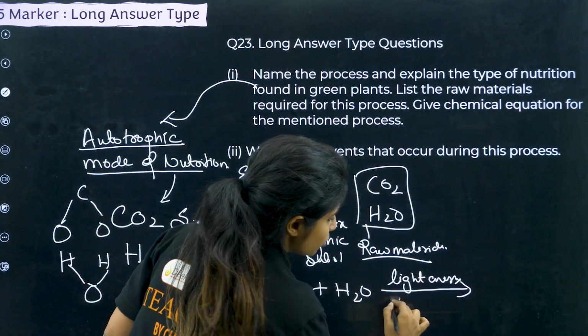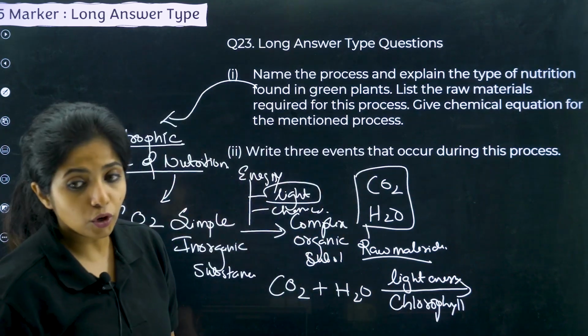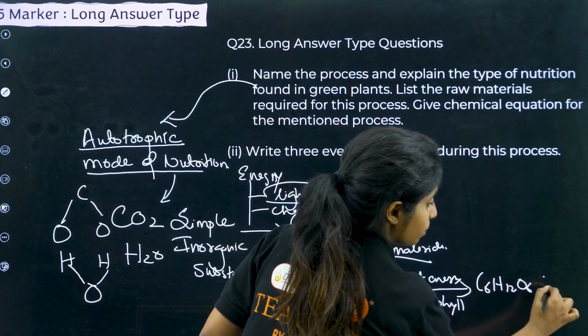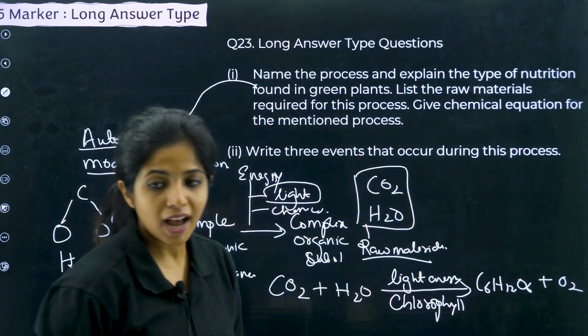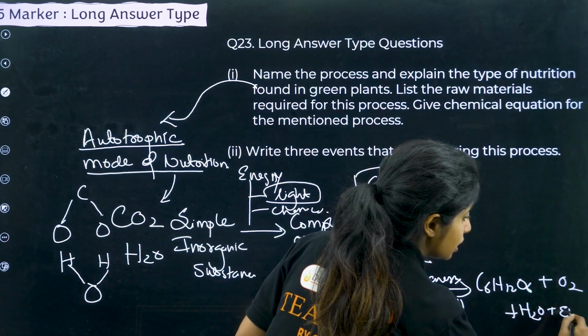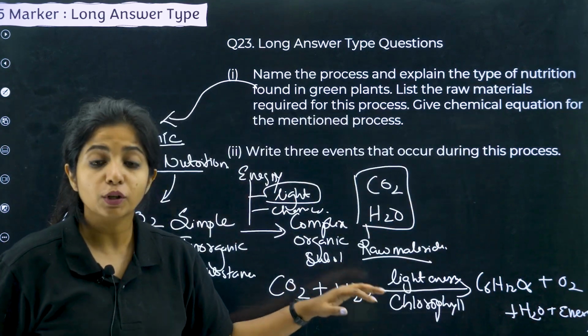Okay, and who absorbs the light? Basically, children, chlorophyll. So you have to write chlorophyll. Okay, and what do they make, children? They make C6H12O6, and what is the byproduct? Oxygen is the byproduct. Apart from that, there is H2O also being made, and there is energy that is also being released. Okay, now you have to put the balanced equation.